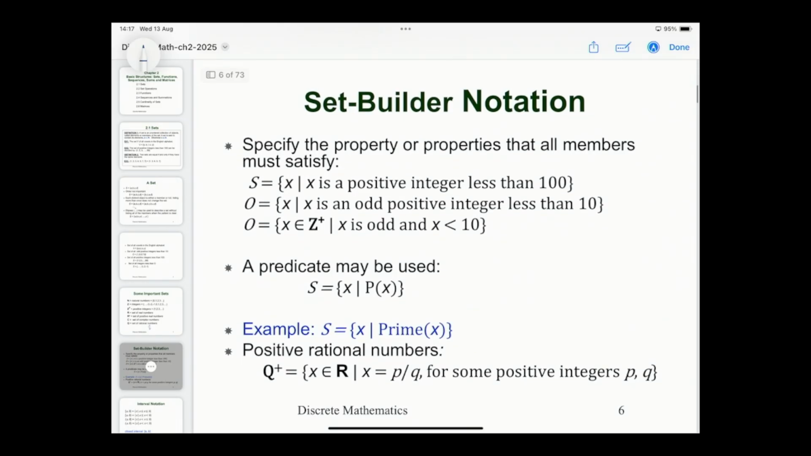The properties of the set can be defined like this. As we see here, the set S consists of members x, where x is a positive integer less than 100, or something like this. So the properties would be those that are listed here.